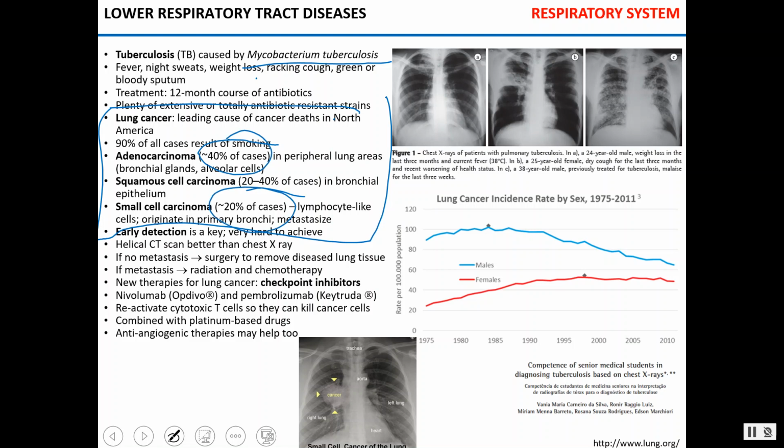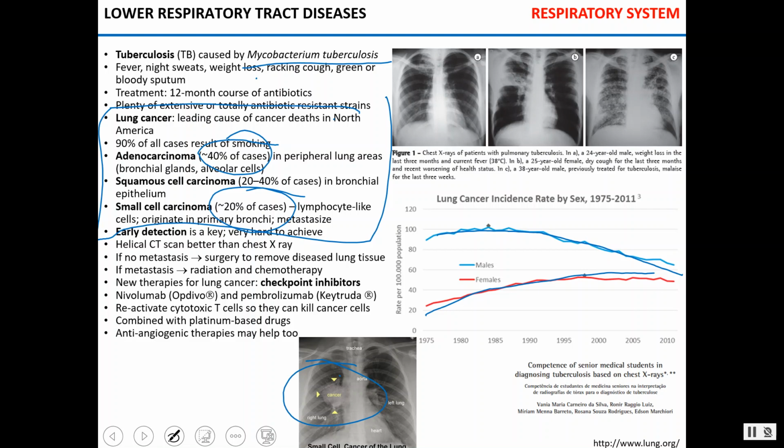90% of all lung cancers are the result of smoking. You can see here, as men started to smoke less, the rate of lung cancer in American males decreased, while women started to smoke more, and the rate of lung cancer incidence in females actually went up. Really hard to detect. You can see the cancerous mass here. It's pretty bad. Early detection is the key.